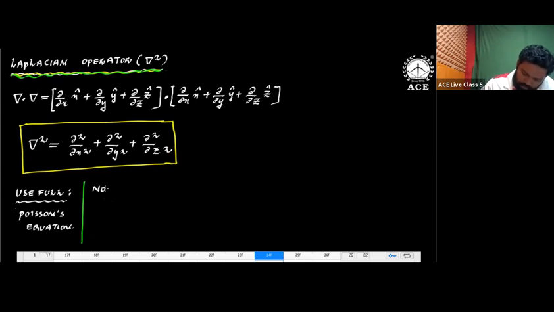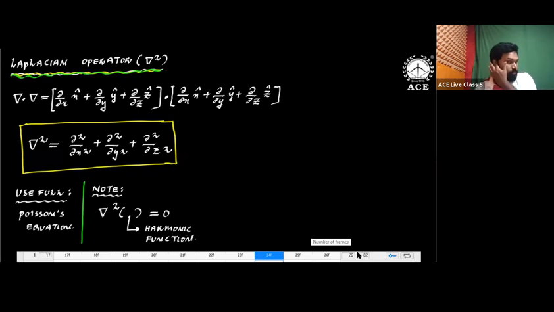Note, you need to remember one terminology here. If the Laplacian of any function goes to 0, then it is called a harmonic function. This is a terminology one should remember.